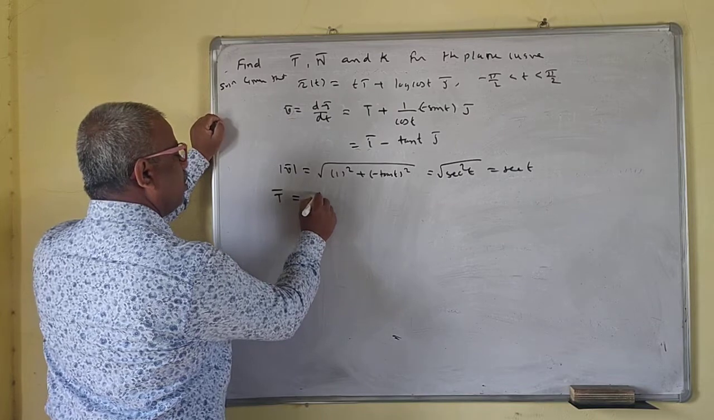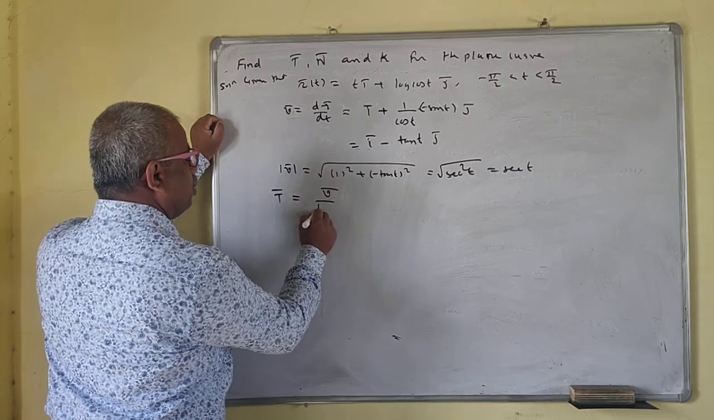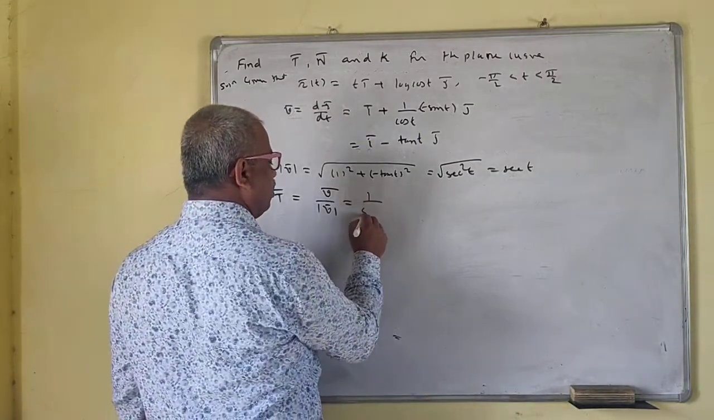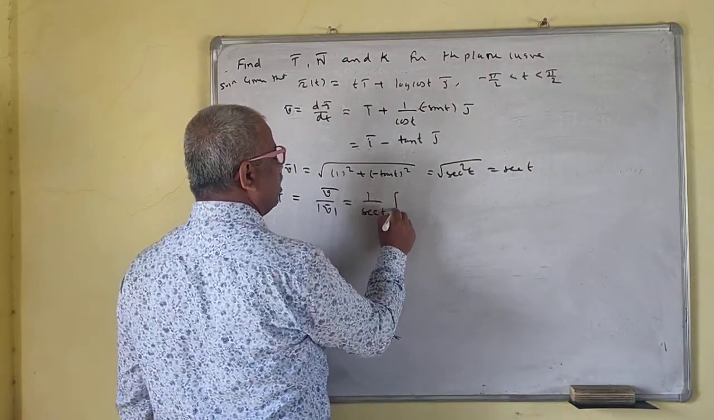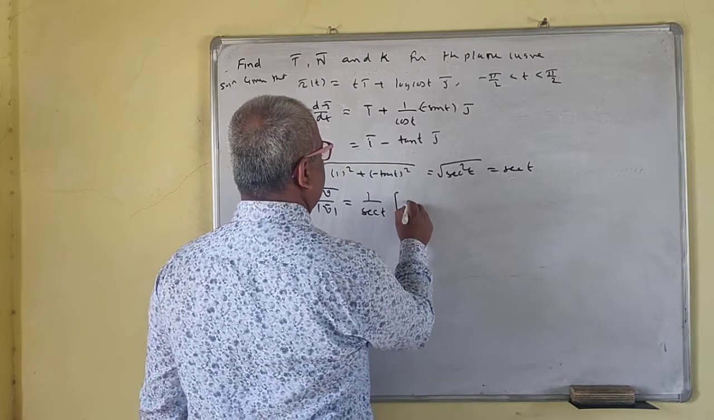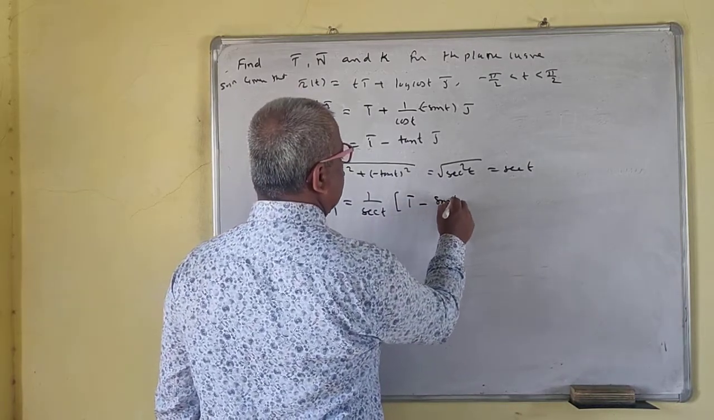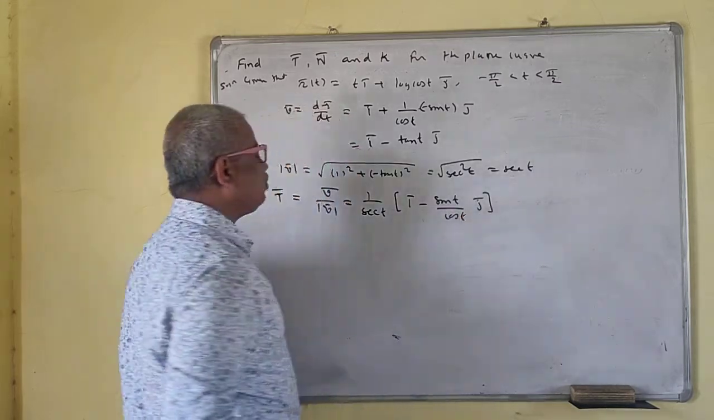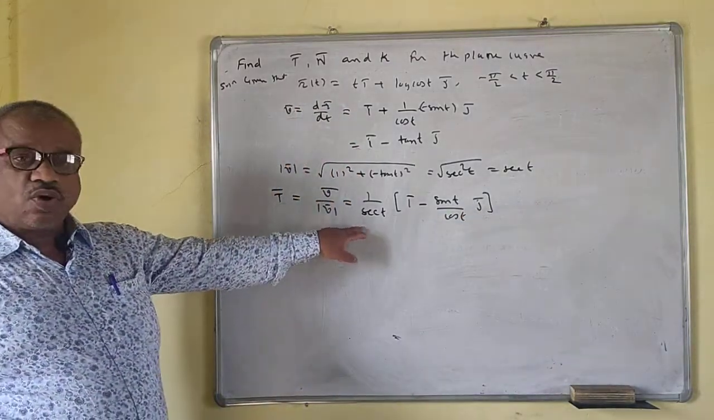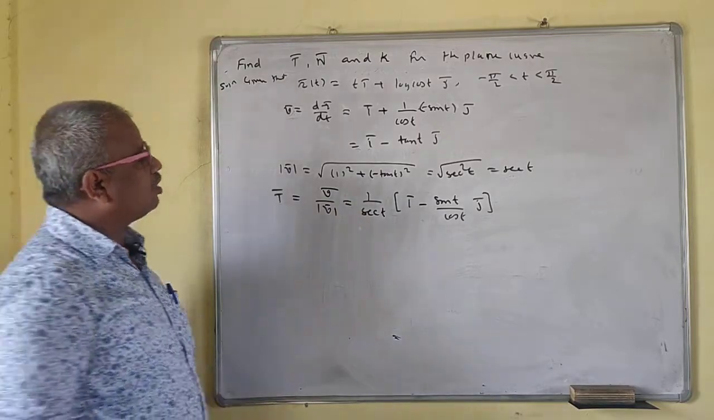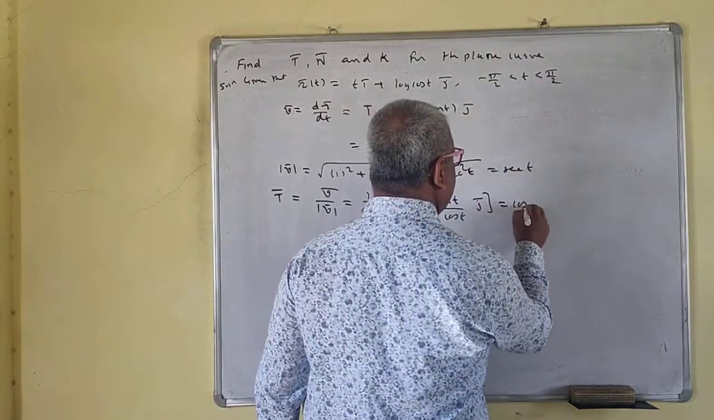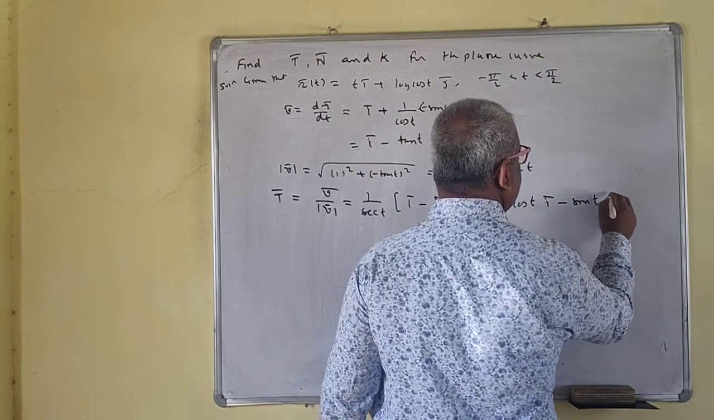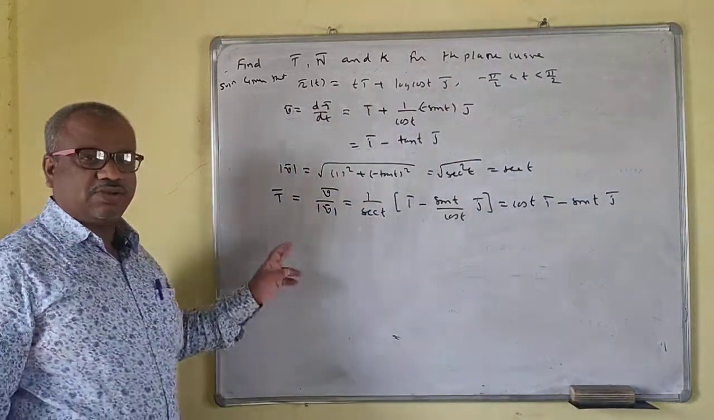So what is your T bar? T bar is nothing but V bar upon norm of V bar. So this is 1 upon sec t into i bar minus sin t upon cos t j bar. 1 upon sec t means cos t. So I will write this as cos t i bar minus sin t j bar. This is your T bar.